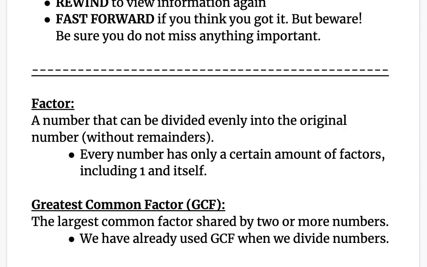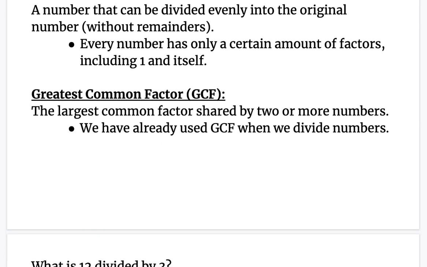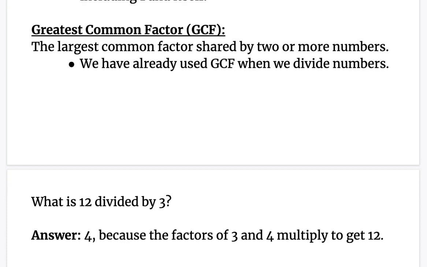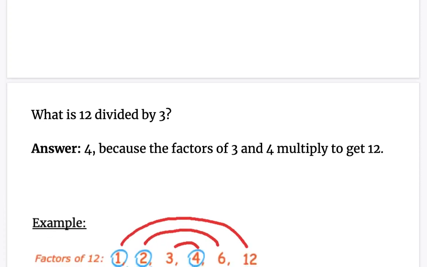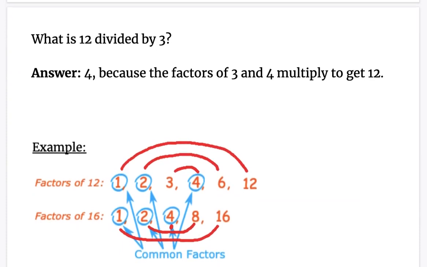We have already used greatest common factors when we divide numbers. So for instance, in the problem, what is 12 divided by 3? The answer is 4 because the factors of 3 and 4 multiply together to get 12. So the smaller numbers, the factors, are the ones that multiply together to get that product at the end. Let's give you an example of GCF, or greatest common factor.